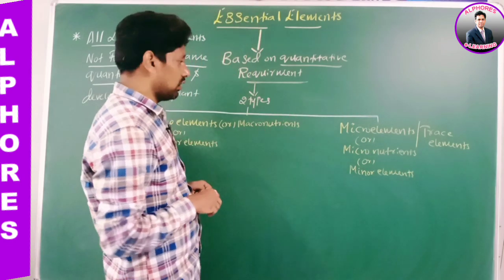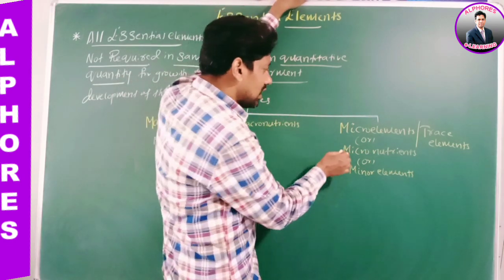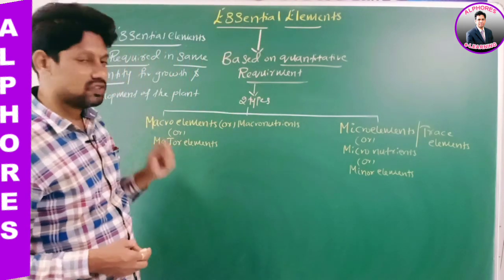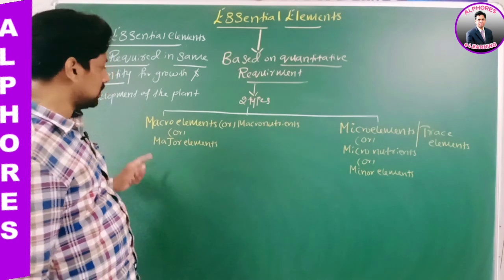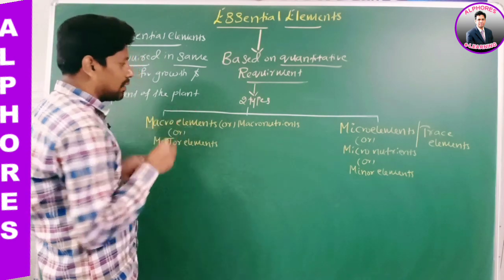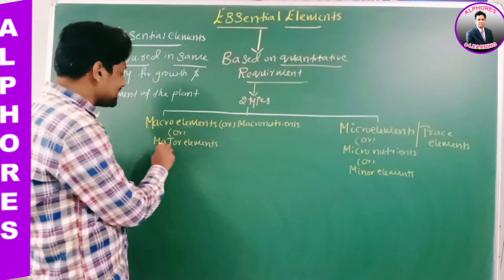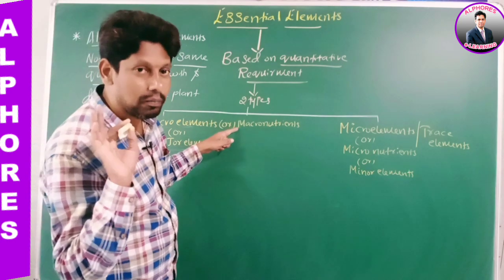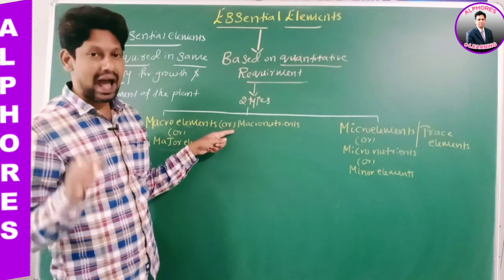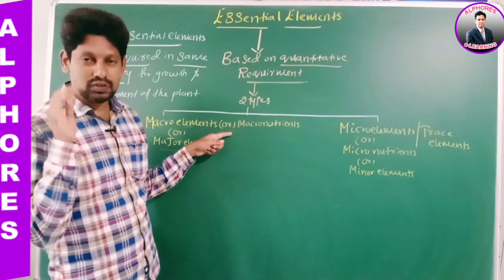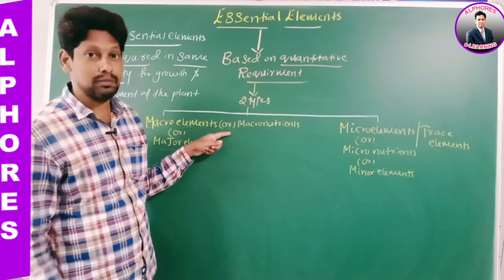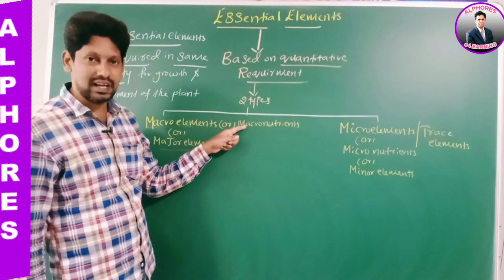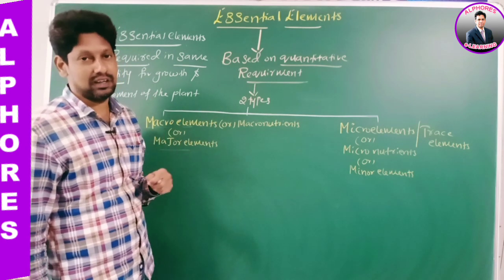Therefore, these micro elements, also called micronutrients, are minor elements or trace elements. You should be very careful with this statement. These are macro elements, macronutrients, major elements. I am not saying macromolecules. Macromolecules means polysaccharides, proteins, nucleic acids, which we read in the biomolecules chapter in first year. Whereas these are macro elements, macronutrients.